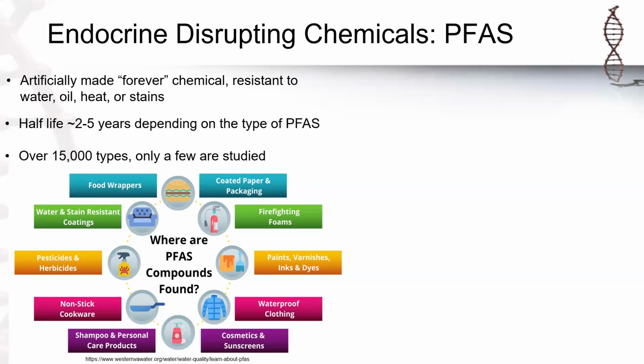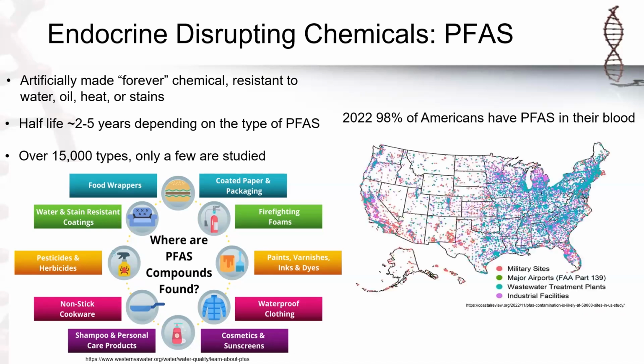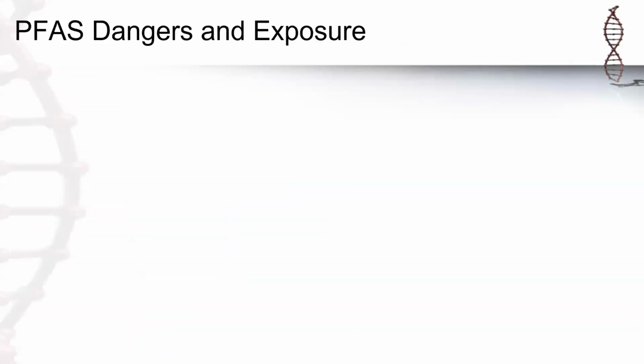There are so many types of PFAS and so many products that in 2022, it was noted that approximately 98% of Americans have PFAS in their blood. Kind of terrifying. As you can see from the map, PFAS is a contaminant that's abundant around military sites, airports, wastewater plants, and industrial areas.